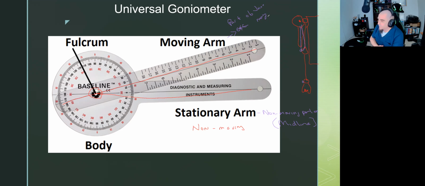As long as your PT does their measurements consistently that way, they can get very consistent at it. But if they measure one person in supine and one person in seated, that's not a very consistent measurement. They've got to stay with the same thing.